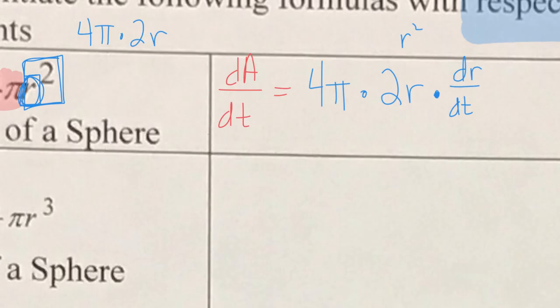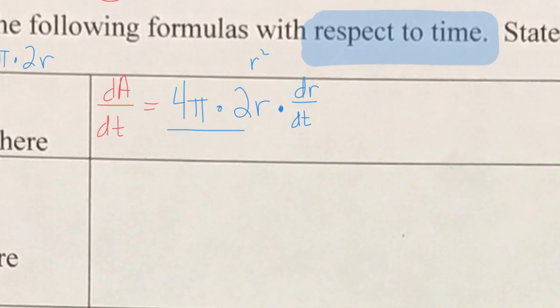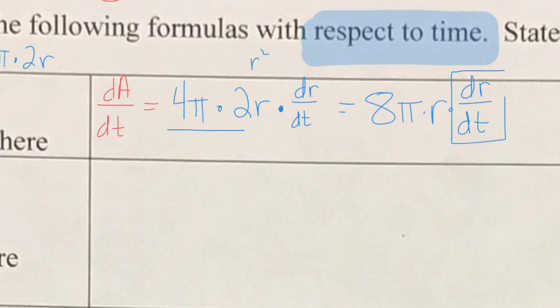So what can we multiply together? The 4 and the 2, right? Those are both numbers. 4 times 2 is 8, and then we have the pi, and then we have an r, and then we have our rate with respect to time, dr dt. Okay, so there's always going to be this term. This is the new thing that we haven't had yet with derivatives. We're always going to have this derivative of our variable with respect to time.